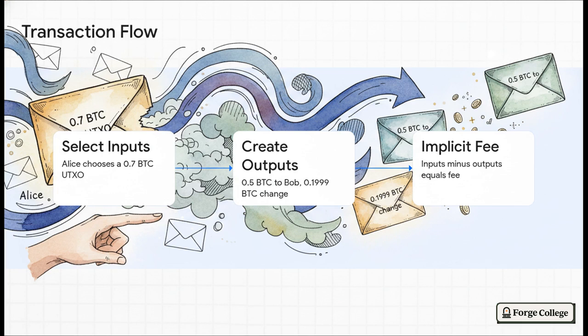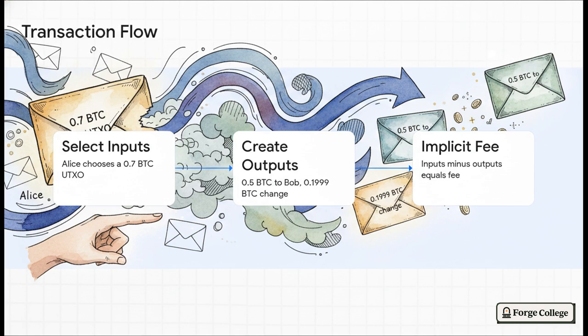Step 2. She creates outputs. She hands over her 0.7 envelope to the network. It's opened up and permanently destroyed. The cash inside is then split into 2 brand new envelopes. One envelope goes to Bob containing his 0.5 Bitcoin. The other envelope comes right back to Alice as her change containing 0.1999 Bitcoin. Then, step 3, implicit fee calculation.